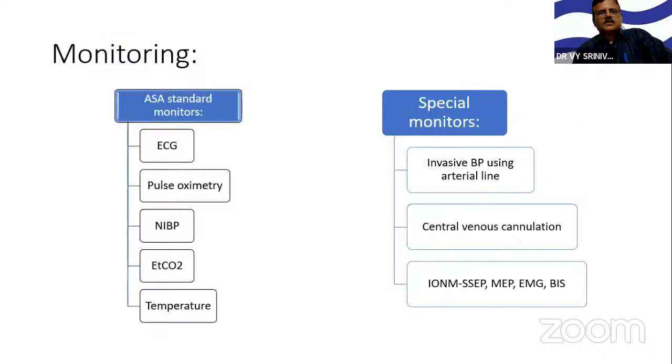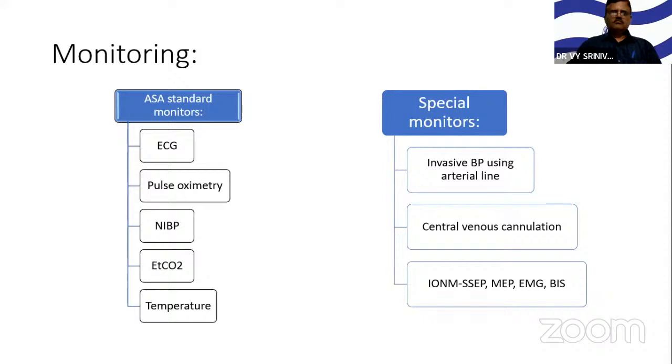Next. Continue. The patient was wheeled into the OR. IV access was gained. Standard monitors like electrocardiogram, pulse oximetry, non-invasive BP monitoring, end-tidal carbon dioxide, and temperature probes were attached. Patient was given injection glycopyrrolate at 0.01 mg per kg, injection midazolam at 0.02 mg per kg, injection dexmedetomidine at 1 microgram per kg, and under light sedation, an arterial line was taken for invasive blood pressure monitoring, central venous cannulation was done, and electrodes for somatosensory evoked potential, motor evoked potential, and electromyography were placed.